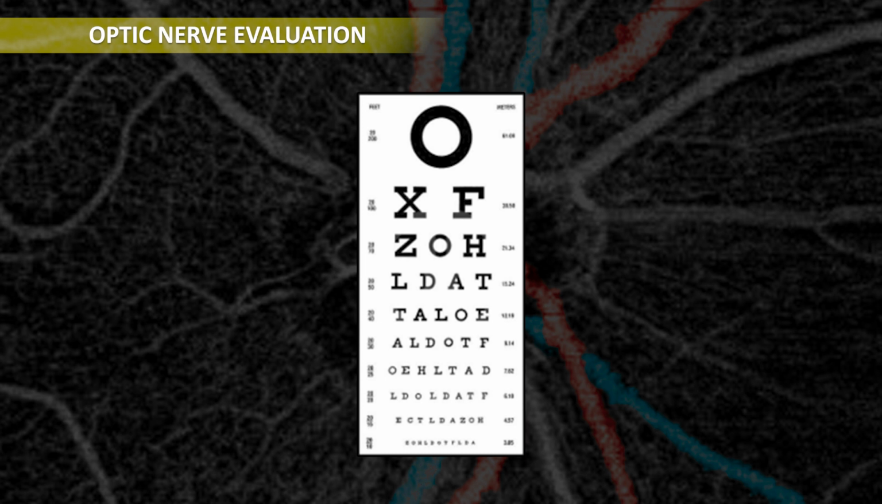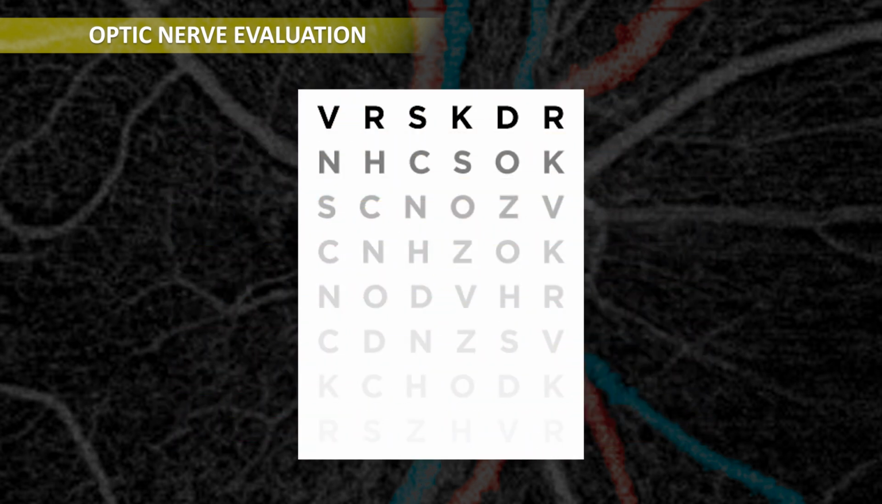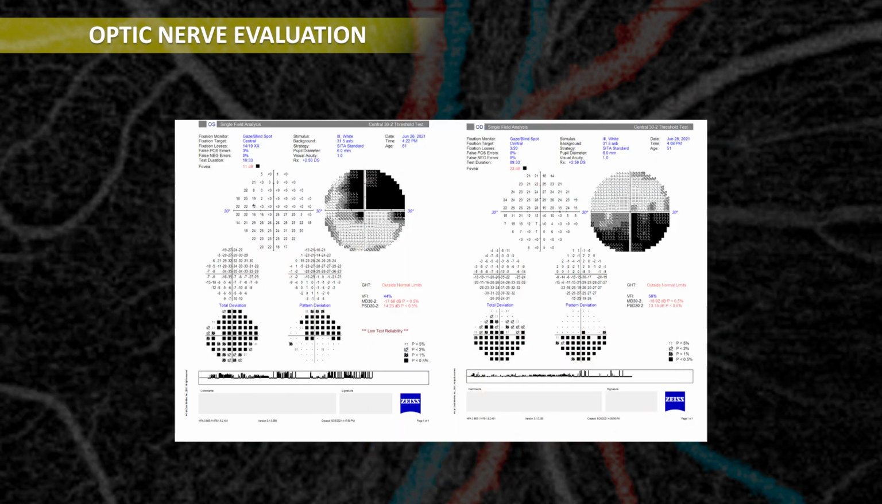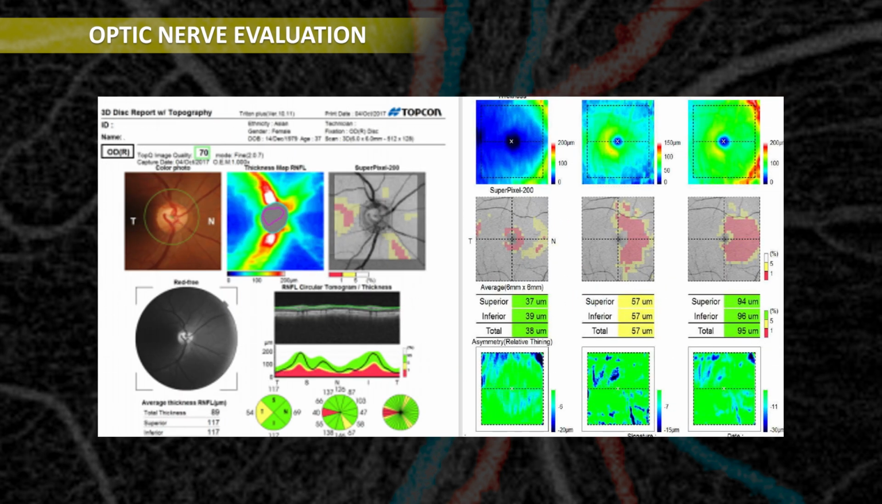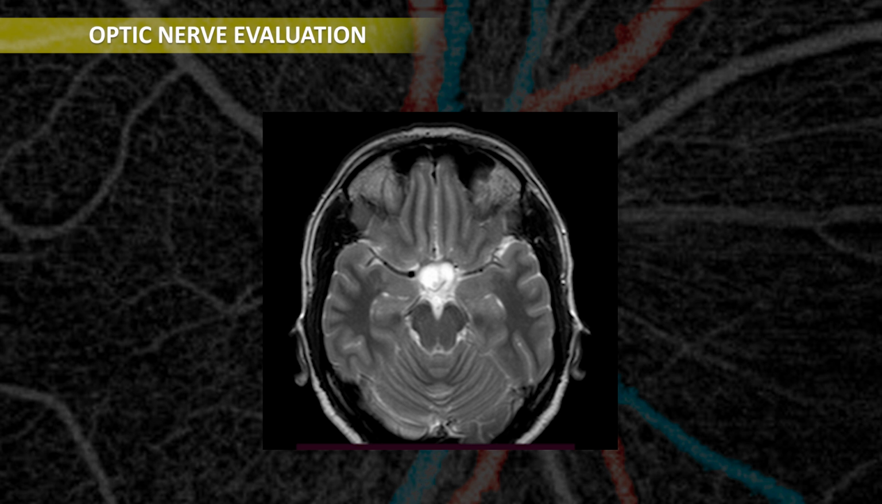Evaluation starts with visual acuity, color vision, particularly color desaturation, contrast sensitivity, examination of the pupil, and fundoscopy. Visual field tells us about the function of the optic nerve, while an optical coherence tomography can tell us the actual structural loss. An ultrasound B scan of the optic nerve head and MR imaging of the brain and the orbit can give us further information on the pathogenesis.